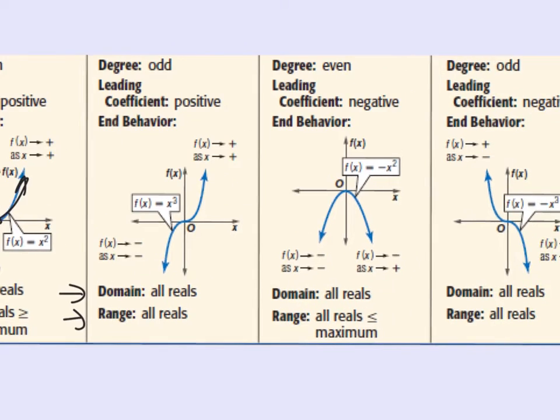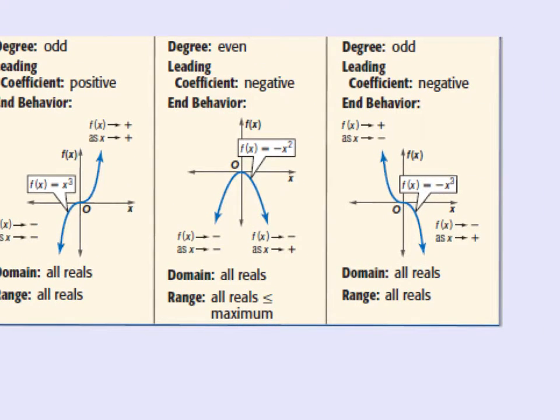So if I'm looking here, as it goes left, what happens? As it goes right, what happens? What are my limits on x? What are my limits on y? How do I know the leading coefficient is negative? Well, it's opening down, and that's kind of what I'm looking at.